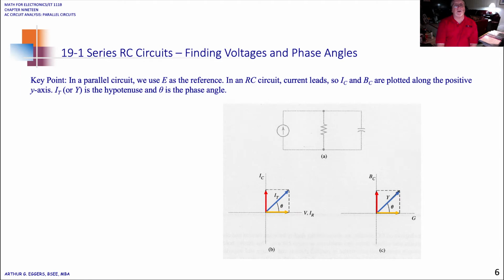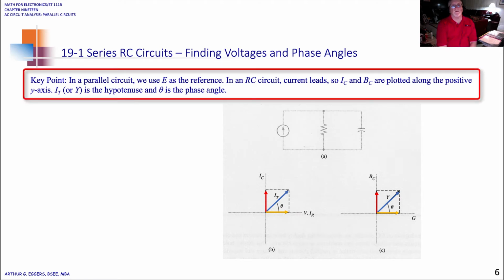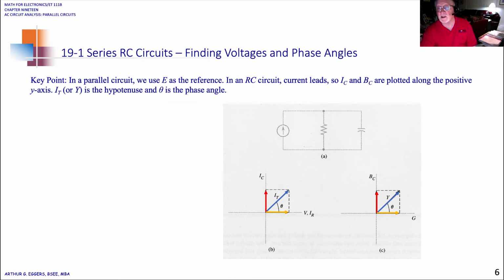In a parallel circuit, we use E, the voltage, as the reference. In an RC circuit, current leads, so I sub C and the susceptance, in this case, are plotted along the positive j-axis. You notice that when we were doing capacitance in series, we were on the negative. Now we're on the positive j-axis. These are subtle clues for you to determine very quickly whether you have a more capacitive or more inductive circuit. We're going to learn more about that as we move along.